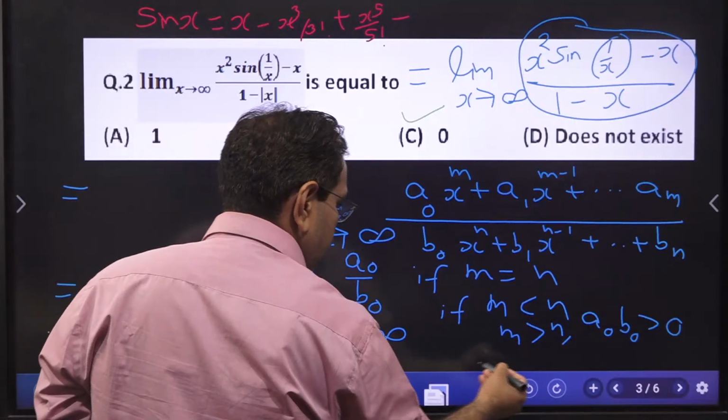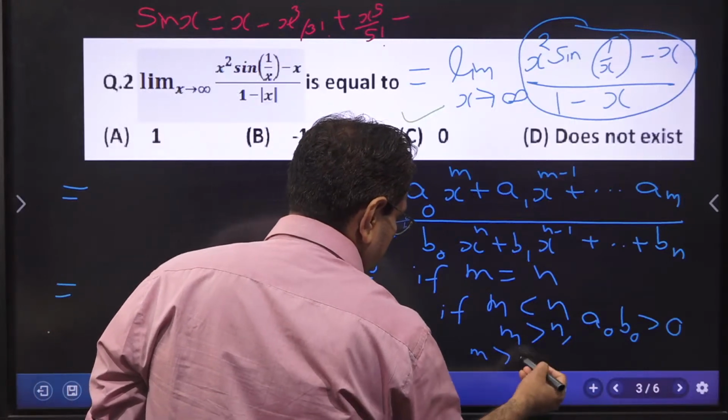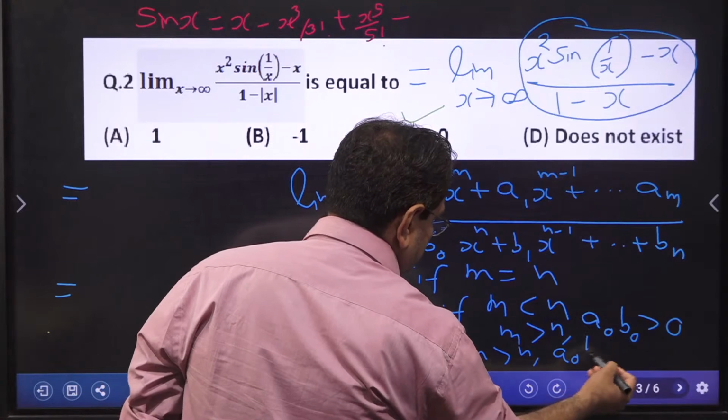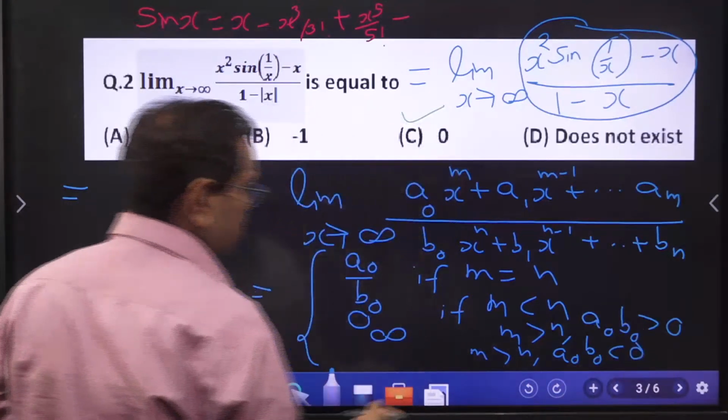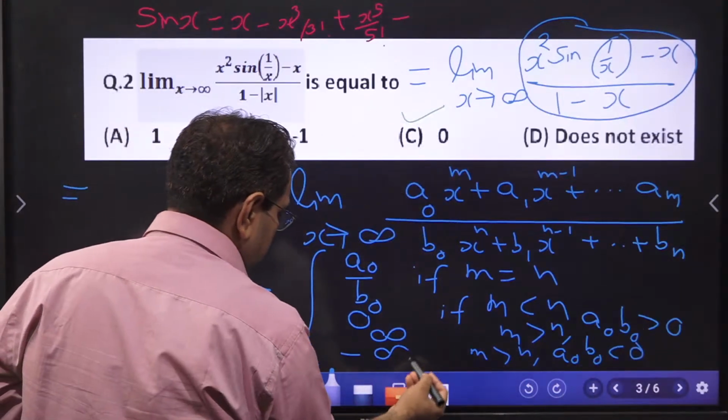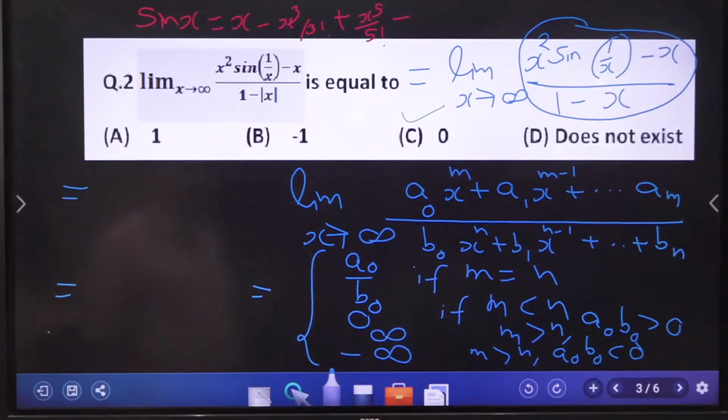And if m is greater than n but the product of a naught and b naught is negative, means both are of opposite sign, then our answer is minus infinity. So you can directly remember this result and you can use it in various problems.